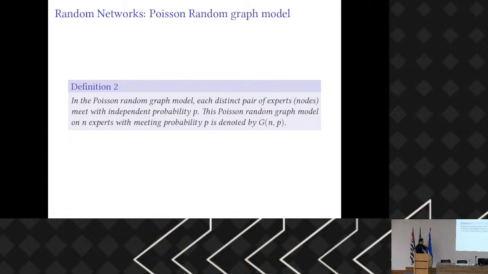Okay, now the final part here. I'm going to extend the analysis to random graph models, the Poisson random graph model. Not sure to what extent each one of you is familiar with that, but let's say that you have n nodes and they're going to meet with probability p, independent probability p. Okay.